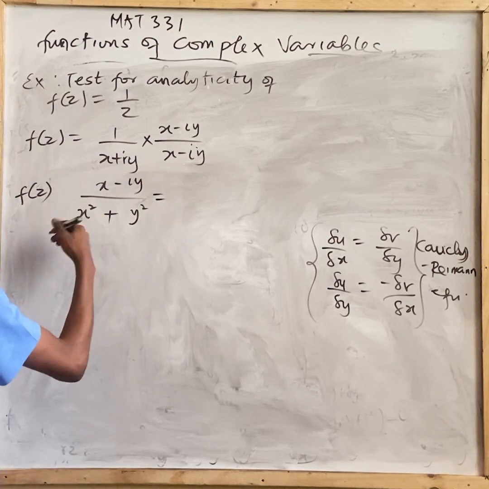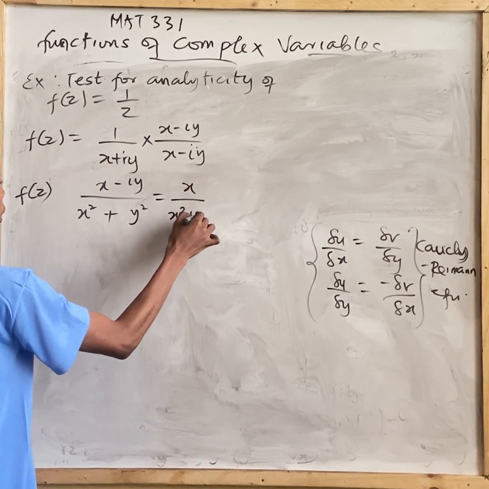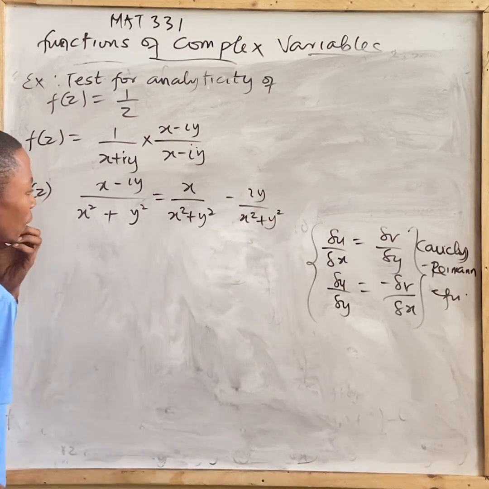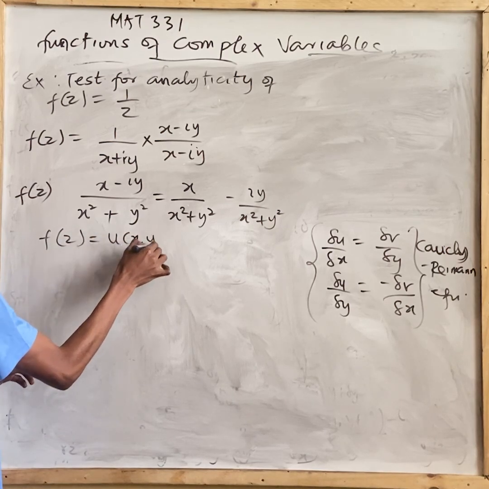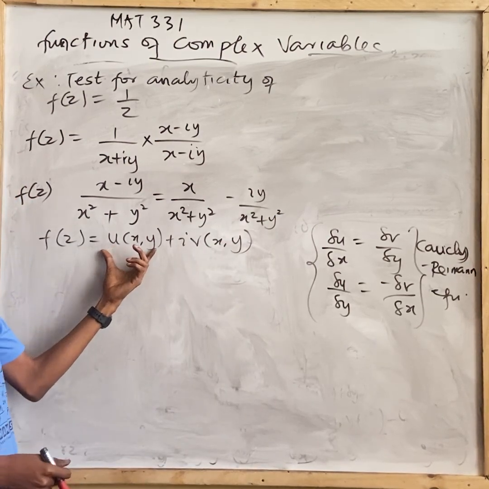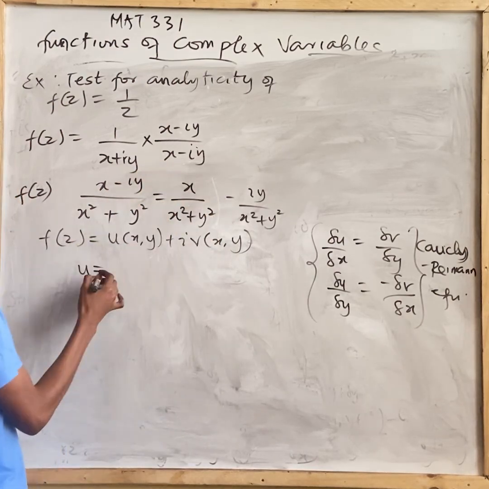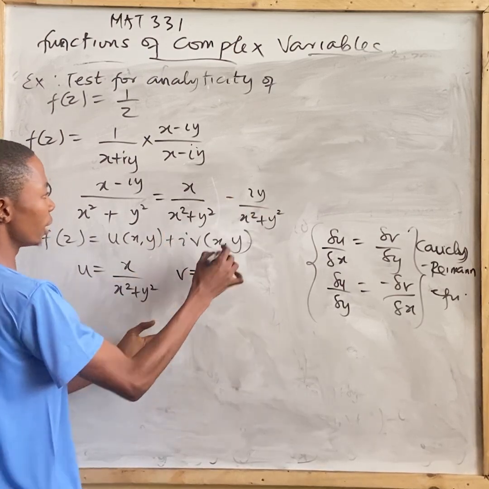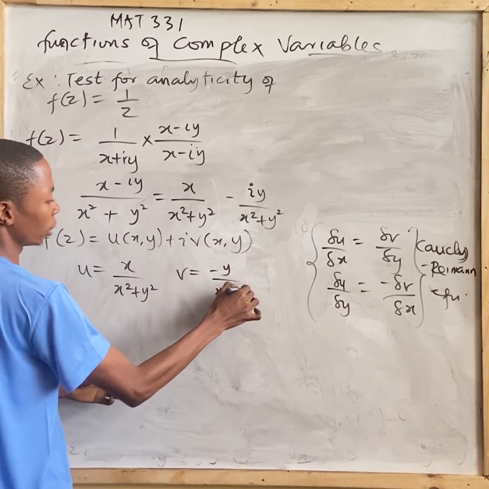And then this one will now become, okay, we can cut this fraction into two by having x divided by x squared plus y squared minus iy divided by x squared plus y squared. So it means that, don't forget, our f of z is always in the form of u of xy plus iv of xy, where u represents the real part. So what is our u now? Our u from this function is x over x squared plus y squared. And what is v? v is the imaginary part, the part with i. v is minus y over x squared plus y squared.